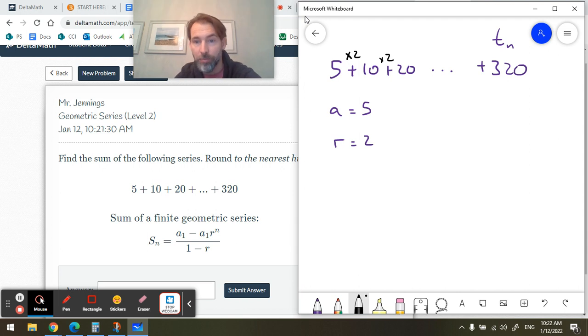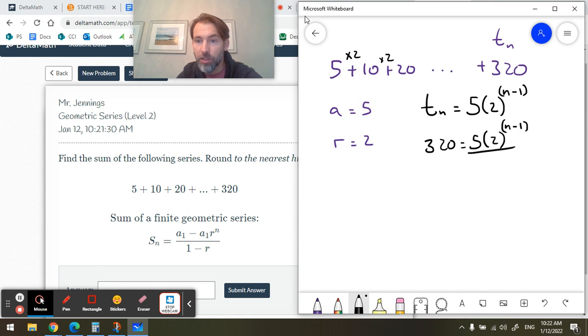So here's my general term. T of n is equal to the first term, 5, multiplied by the ratio 2 raised to the power n minus 1. Put that in brackets too for your viewing pleasure. Now, I know t of n. I want to know what is this nth term, like what number is it? So 320 is equal to 5 multiplied by 2 to the n minus 1.